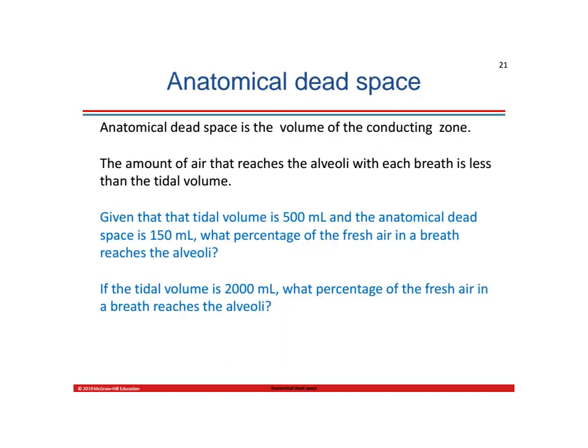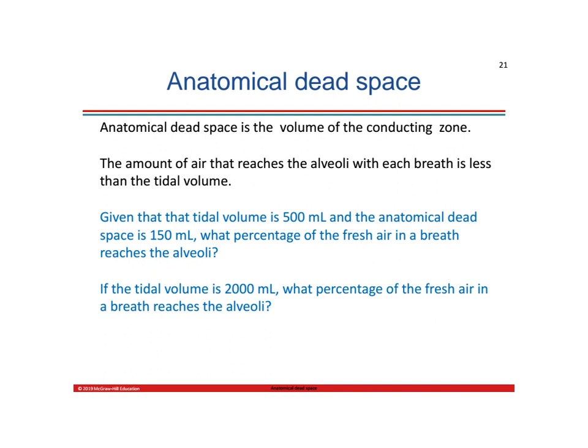Now that we understand that there's a conducting zone and a respiratory zone, we should understand that there's something called anatomical dead space. Anatomical dead space is the volume of the conducting zone. The amount of air that reaches the alveoli with each breath is less than the tidal volume because of this conducting zone. As you breathe in, some of the air gets to the alveoli and mixes with whatever air there was in the alveolar airspace, but some of it never even reaches the respiratory zone. It's just stuck within the conducting zone.